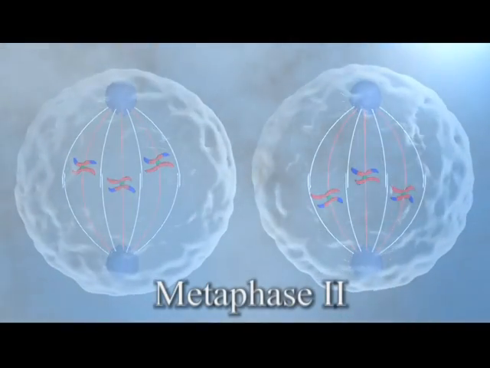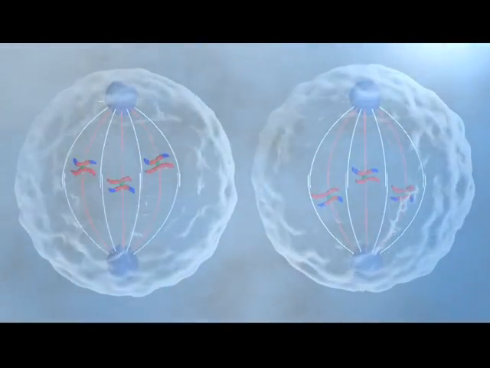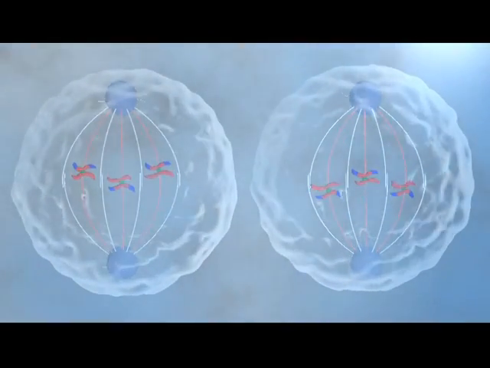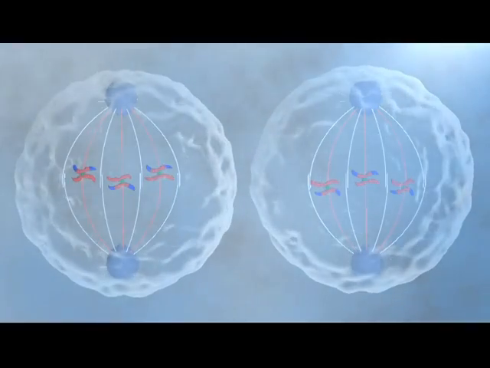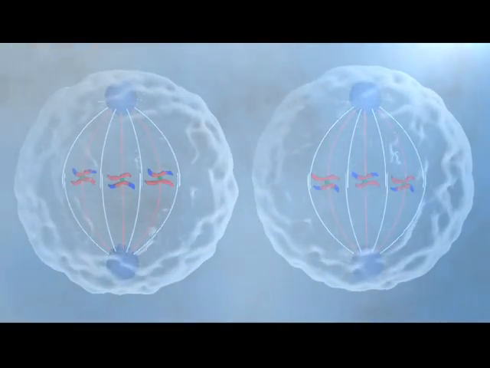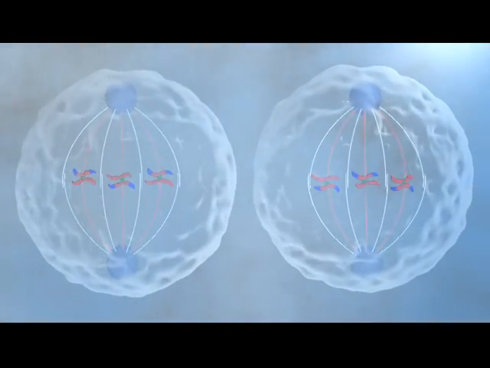Metaphase 2 is marked by the chromosomes in each daughter cell being lined up at the cell's equator or metaphase plate. Note that unlike metaphase 1, where homologous pairs of chromosomes line up along the metaphase plate, in metaphase 2 it is individual chromosomes made up of 2 sister chromatids that line up at the metaphase plate.